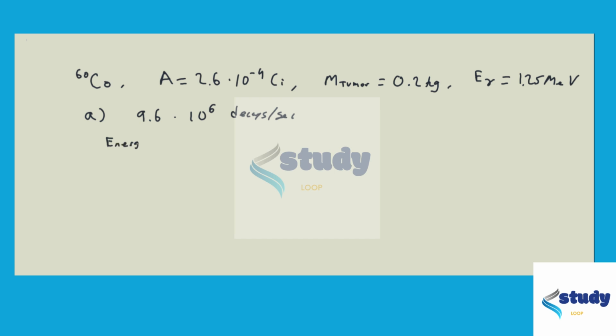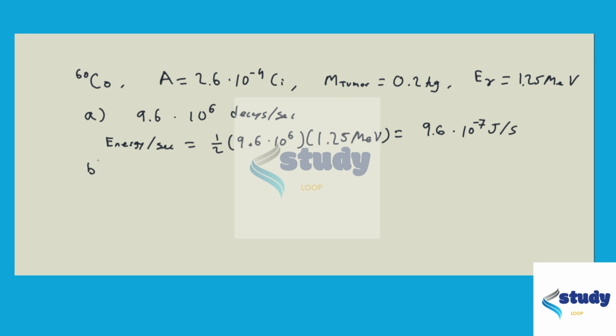So now, energy delivered per second. Because half the photons are absorbed in the tumor, there's a factor of a half, and then the number of decays per second, 9.6 times 10 to the 6, times the energy of each photon, 1.25 mega electron volts. And then keep doing our unit conversions carefully. We find that this gives us a value of 9.6 times 10 to the minus 7 joules per second.